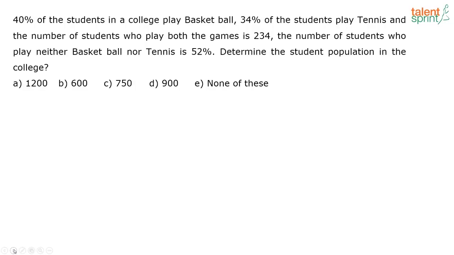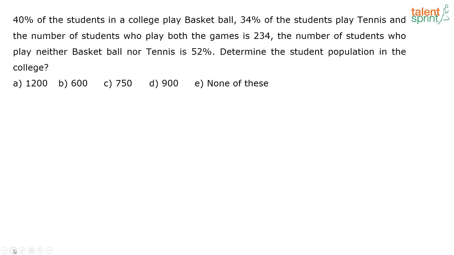40% of the students in a college play basketball, 34% of the students play tennis, and the number of students who play both the games is 234. The number of students who play neither basketball nor tennis is 52%. Determine the student population in the college.